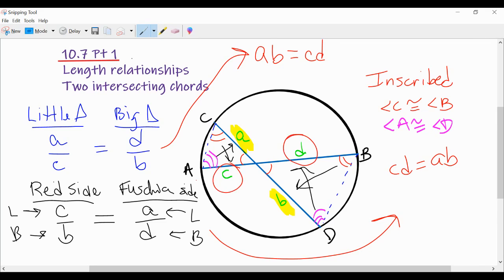times D. So if you have two chords intersecting in the middle of nowhere in a circle, then the pieces A and B, if you multiply them, you're going to get the same thing as if you multiply C and D. And we know this because we just proved that you can make similar triangles and that the sides are in proportion.